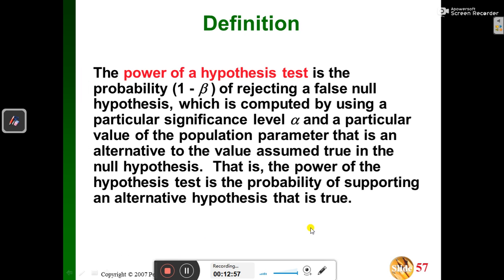The power of a hypothesis test is the probability, 1 minus beta, of rejecting a false null hypothesis, which is computed using a particular significance level alpha and a particular value of the population parameter that is an alternative to the value assumed true in the null hypothesis. That is, the power of the hypothesis test is the probability of supporting an alternative hypothesis that is true.